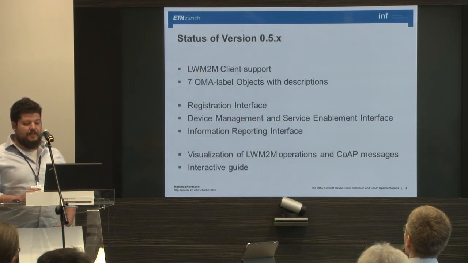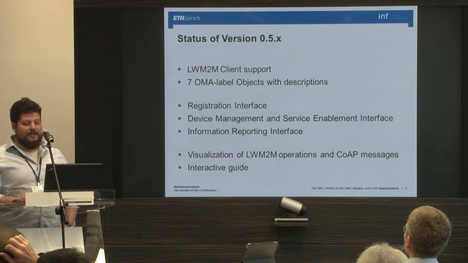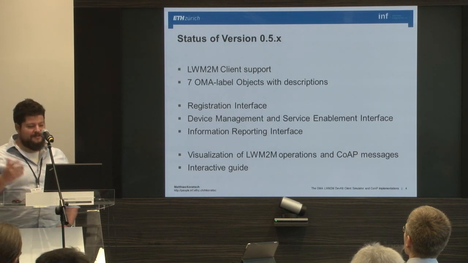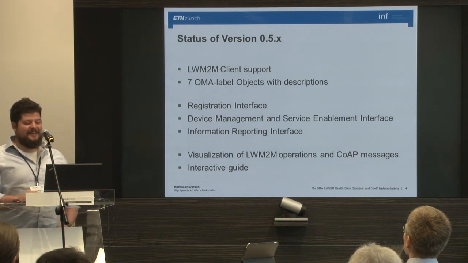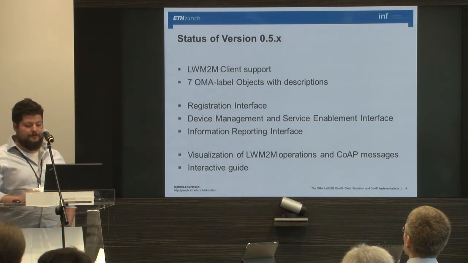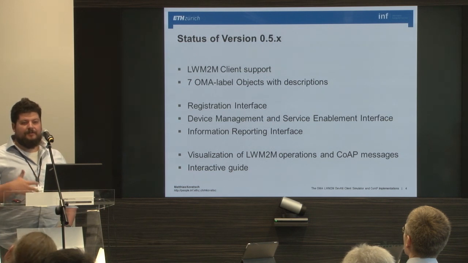The status currently: we have this 0.5 version there. We have the client support. I just realized it's 8 OMA label objects. It starts with 0, so it's last number plus 1. Classic mistake. So we provide this, including the descriptions. You will see later that you can browse the different objects, see the definitions with descriptions, what's going on there. And we provide the interfaces. That's the registration interface, device management and service enablement, and the information reporting interface, which is this CoAP observe thing. And as I said, it's for educational reasons there as well.